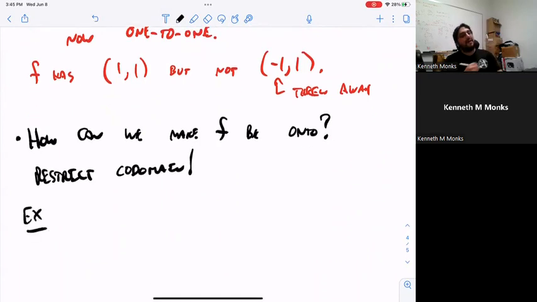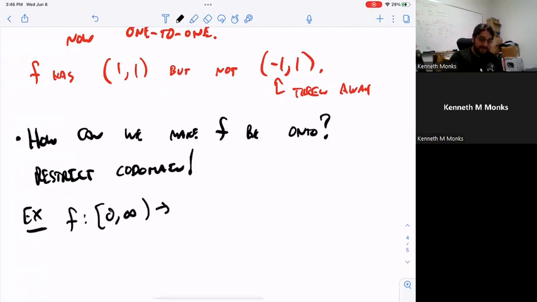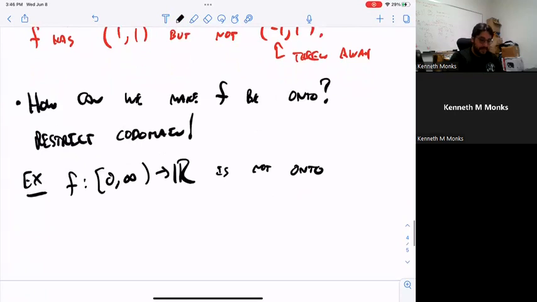Because we had lots of outputs that weren't getting used, right? When you take x squared, you miss all the negative numbers. So, for example, this function. Let's keep this domain restriction that we picked. This is not onto, it's not surjective, and I'm doing the same formula here, f of x equals x squared.